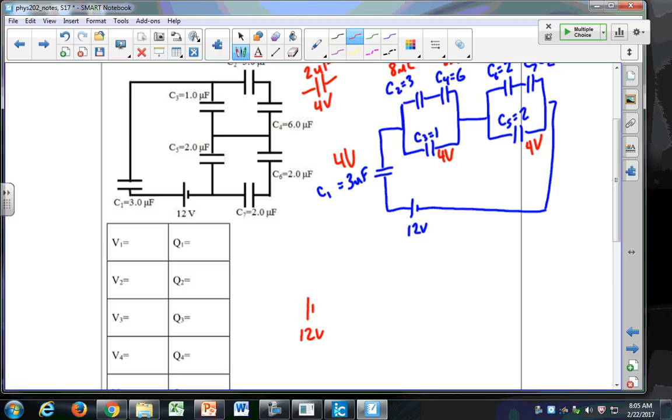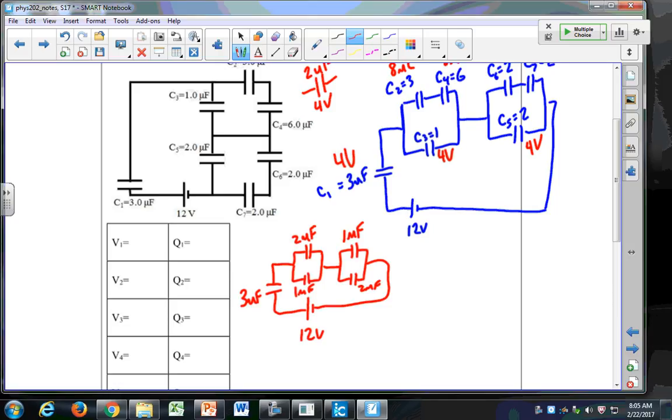So I have 12 volts, 3 microfarads. This is 2 microfarads, 1 microfarad. I'm just stepping through and finding the equivalent. That's 1 microfarad, 2 microfarads, and then recognize that both of those are 2 plus 1, so I'm left with 12 volts, 3, 3, and 3 microfarads.